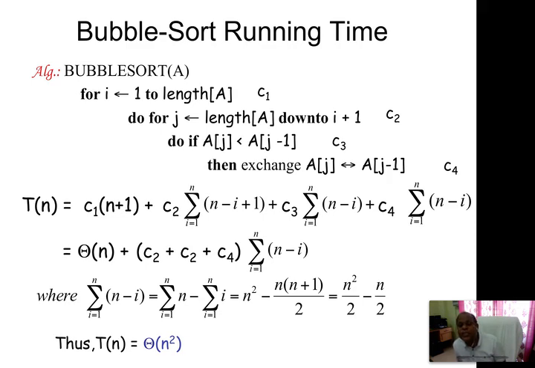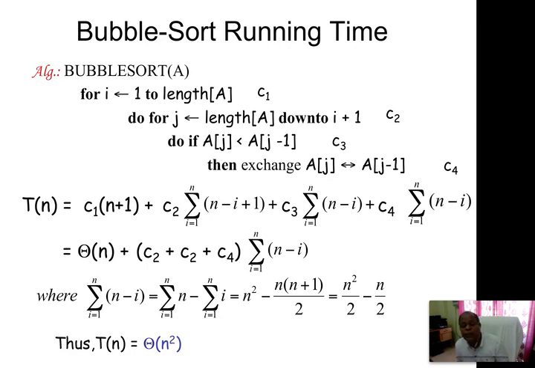Now for the C3 case, it will be just 1 less than that, because the condition will fail once and it will not enter inside the loop. Hence C3 into the summation over I from 1 to n of n minus I. Similarly for the C4 instruction, how many times will C4 run? It is a summation of I from 1 to n, n minus I. Is this clear?